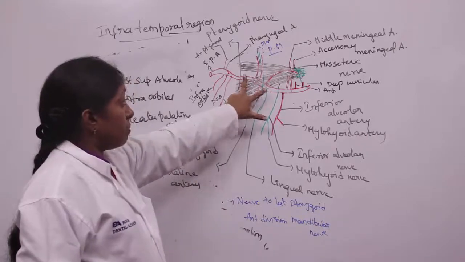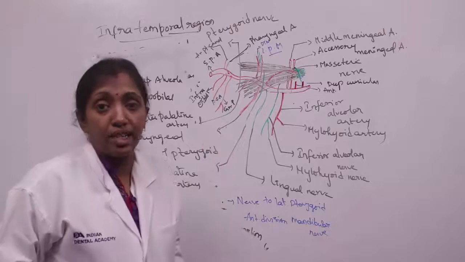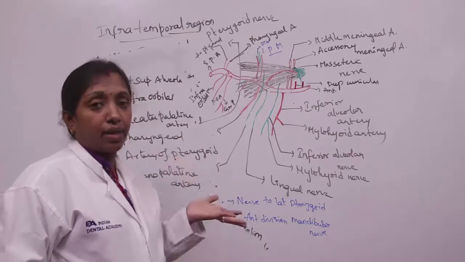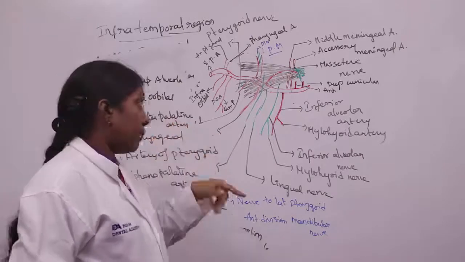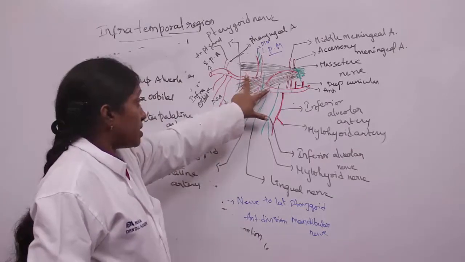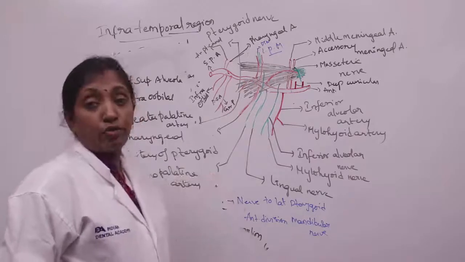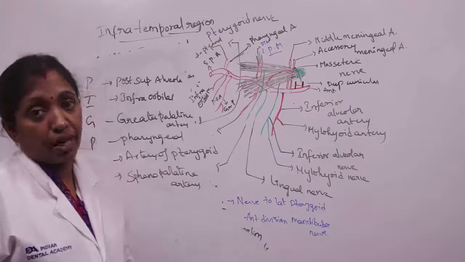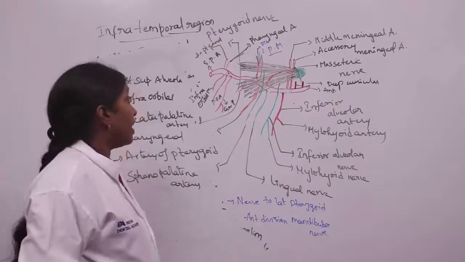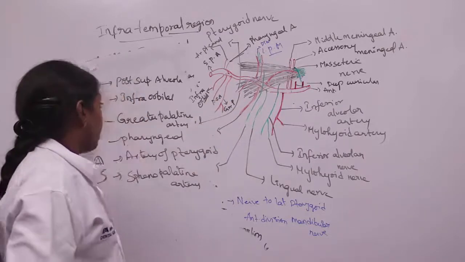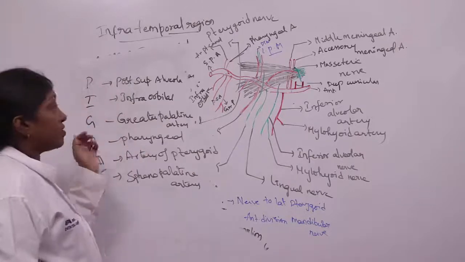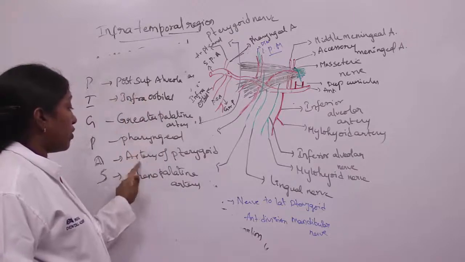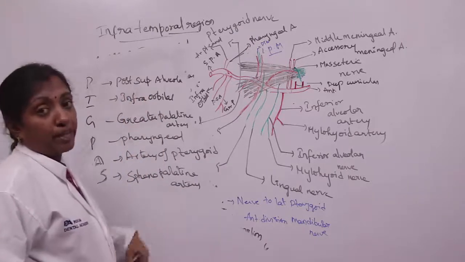And from the second part, 4 branches, that is DMPB, which corresponds to the anterior division of mandibular nerve, the mnemonic also DMPB. The second part lies over the lower head of lateral pterygoid muscle. We have deep temporal, D stands for deep temporal, M for masseteric, P for pterygoid artery, and B for buccal artery. And from the third part, PIG PASS, 6 arteries arise: posterior superior alveolar, infraorbital, greater palatine, pharyngeal, artery of pterygoid canal, and spheno-palatine artery.